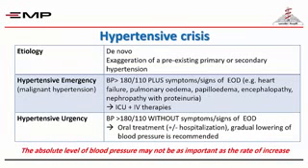The second part is about the hypertensive crisis, which can be either de novo or an exaggeration of a pre-existing primary or secondary hypertension. This can be a hypertensive emergency or malignant hypertension, or hypertensive urgency.